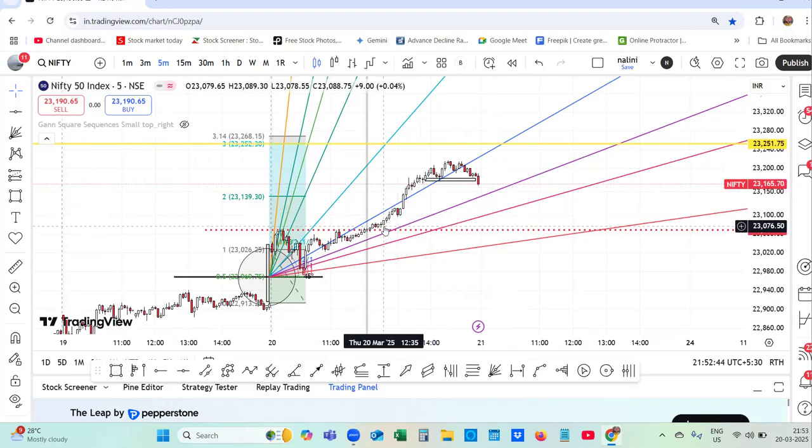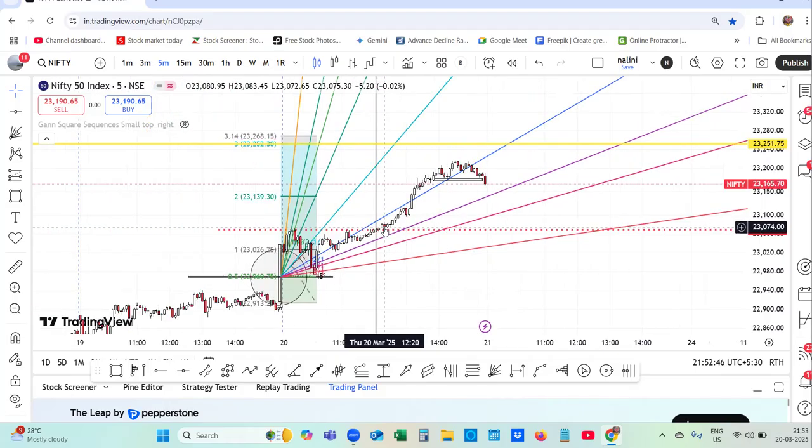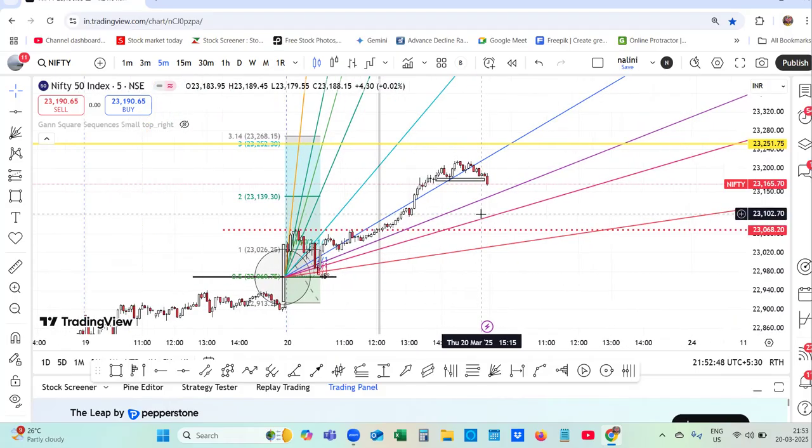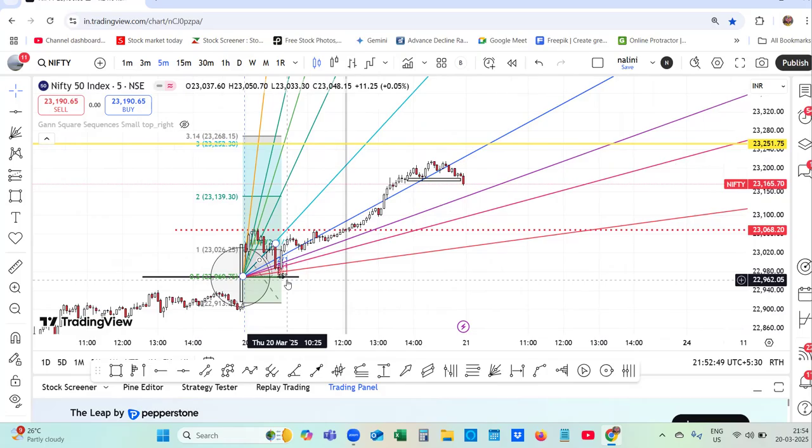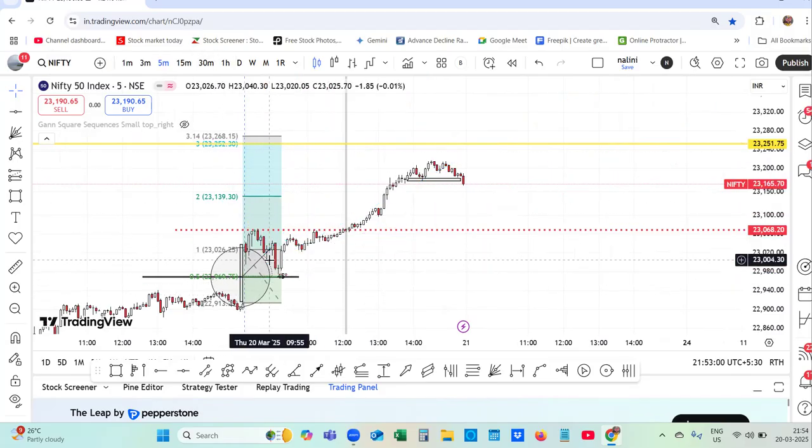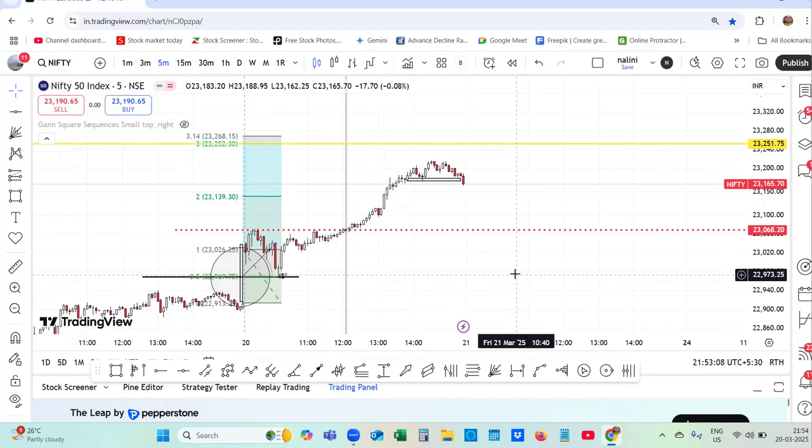Thus the level is 23,107. So this is how the trade on the call option manifested. The people who have gone short might have got trapped today also. They might have made a very bad decision if they had taken a put option.